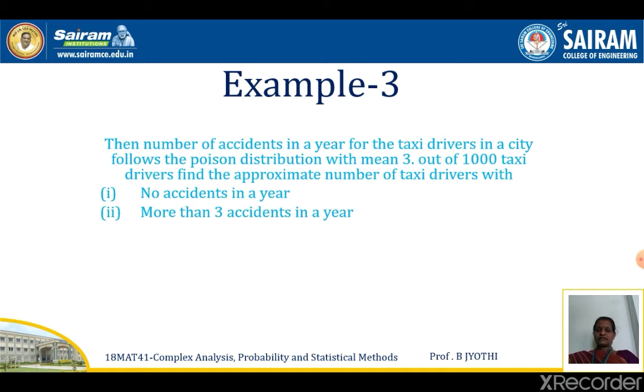Number of accidents in a year for the taxi drivers in a city follows a Poisson distribution with the mean 3, out of 1000 taxi drivers. So you can observe here mean is 3. It is not probability of success, it is the mean, that is the m value, and out of 1000 taxi drivers, so that's n. Find the approximate number of taxi drivers with no accidents in a year, that is 0 accidents, and more than 3 accidents in a year.